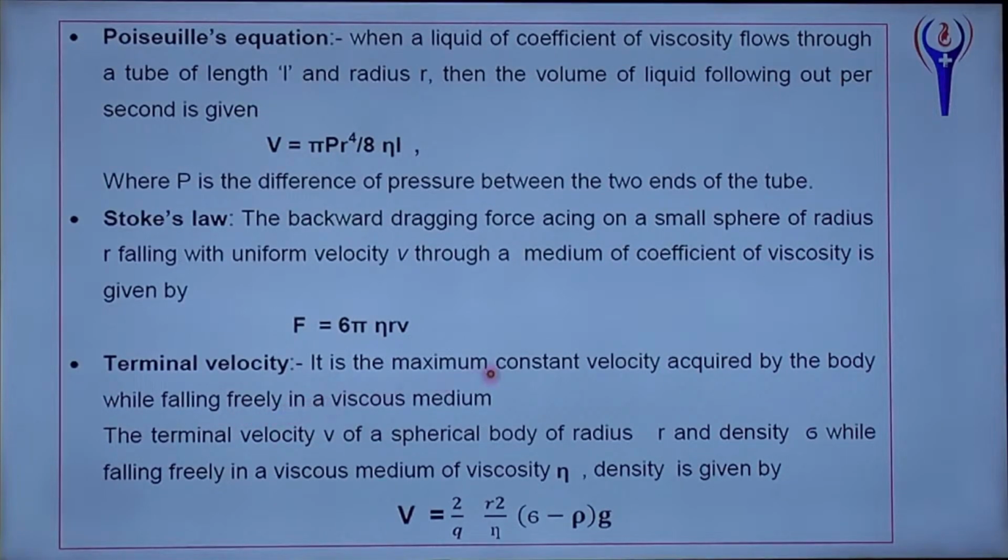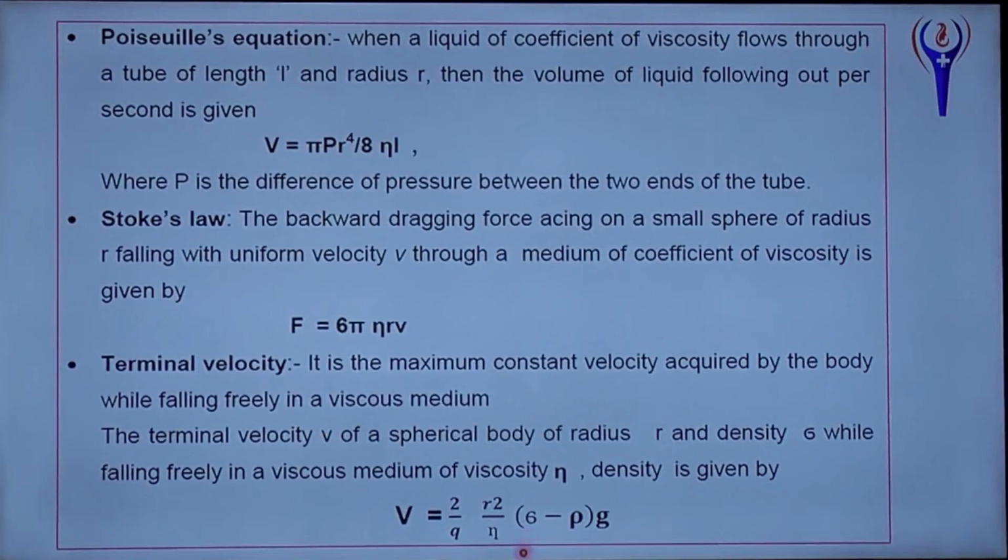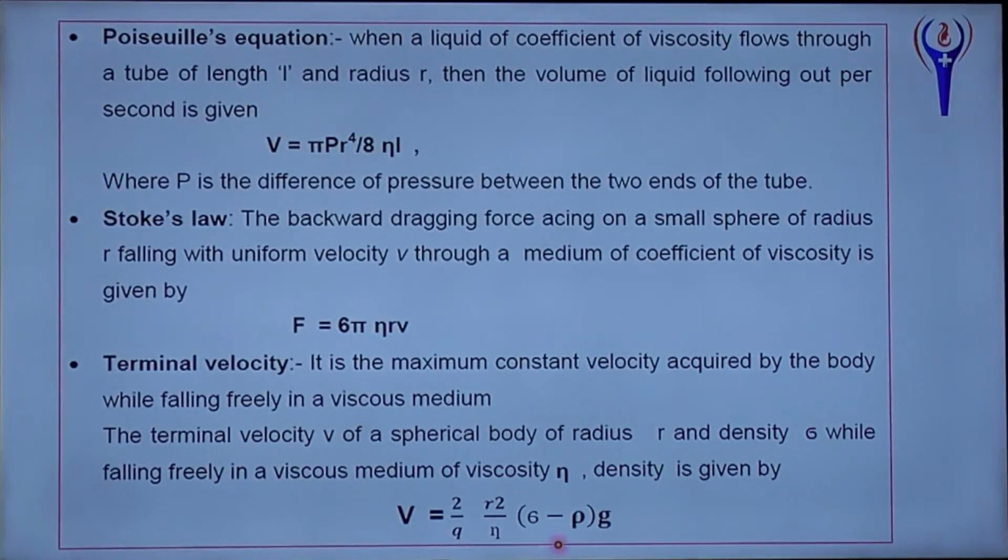And terminal velocity is the maximum constant velocity acquired by a body while falling freely in a viscous medium. The terminal velocity v of a spherical body of radius r and density sigma, while falling freely in a viscous medium of viscosity eta and density rho, is given by v equal to 2 by 9 r square by eta into (sigma minus rho) into g. Here v is the terminal velocity. By knowing the terminal velocity, we can determine the coefficient of viscosity eta of a liquid also.